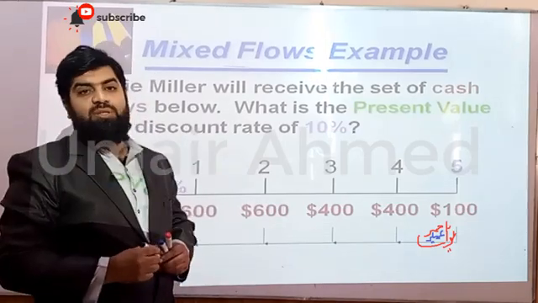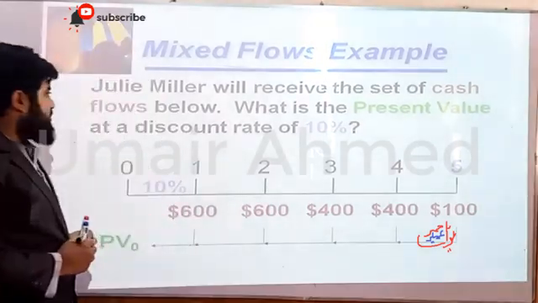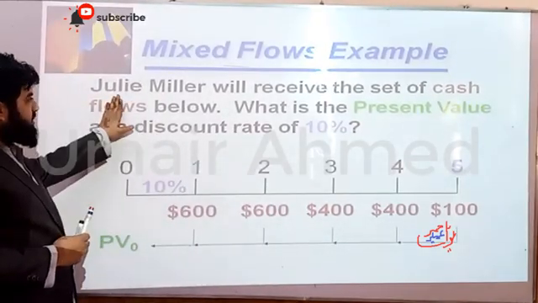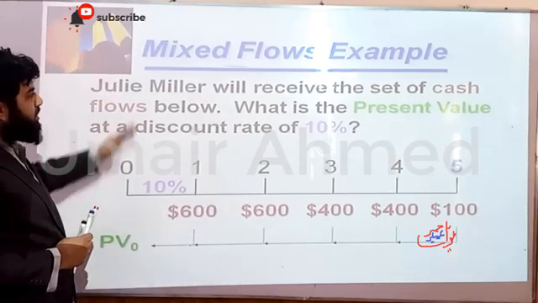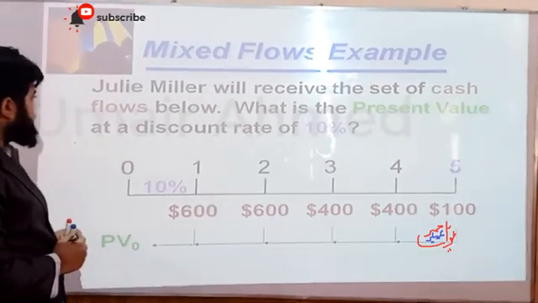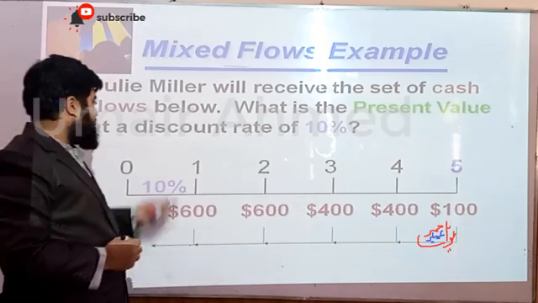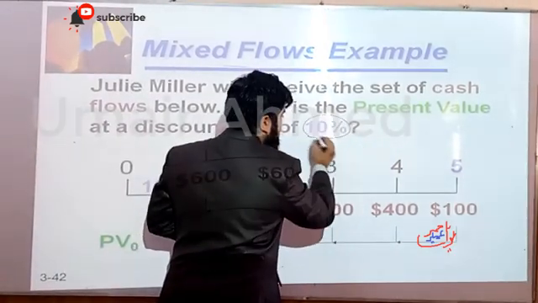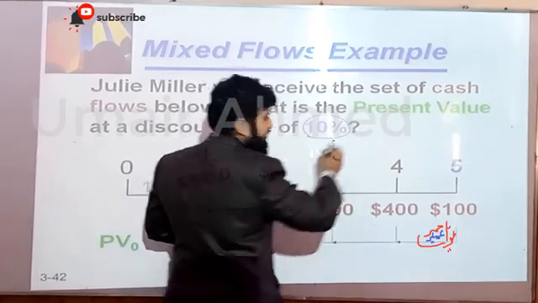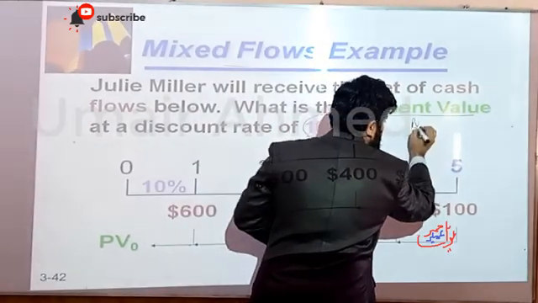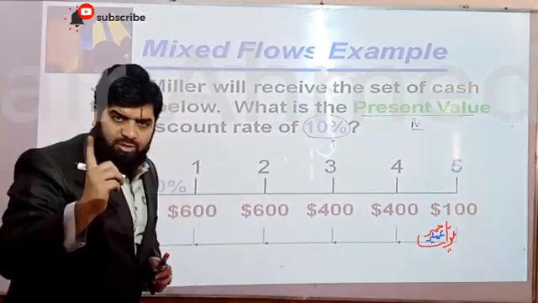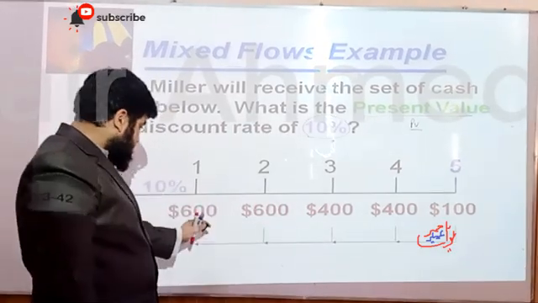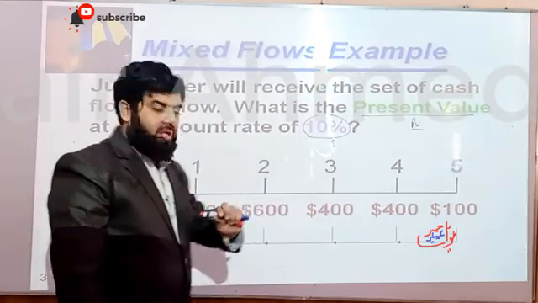To evaluate the mixed cash flows. Okay, so as an example, Julie Miller will receive a set of cash flows below. What is the present value at a discount rate of 10%? So here the rate of interest is 10% and we have to find out the PV. But the problem is that the cash flows are not equal.